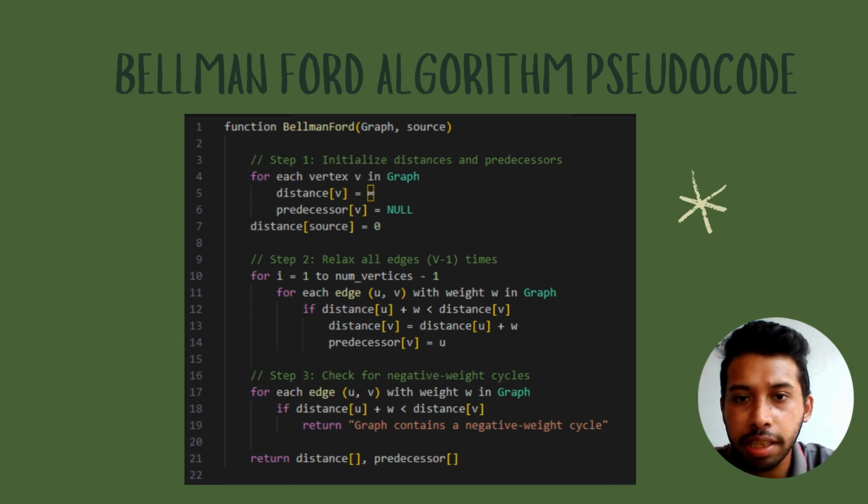We then perform v-1 iterations. In each iteration, we go through every edge in the graph. If we find a shorter path from a vertex u to vertex v, we update the distance of v and set u as the predecessor of v. Step 3 is check for negative weight cycles. After completing the v-1 iterations, we do one more pass through all edges. If any distance is still updated, that indicates a negative weight cycle in the graph. In that case, the algorithm will return a message saying the graph contains a negative cycle. If no negative cycle is found, the algorithm returns a final distance array and predecessor array, which gives us the shortest path and how to get there from the source.